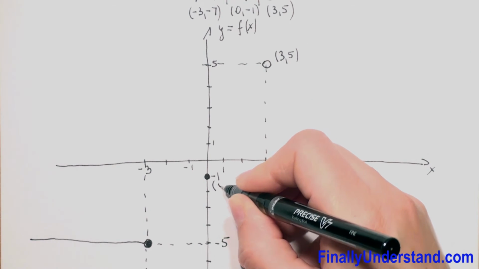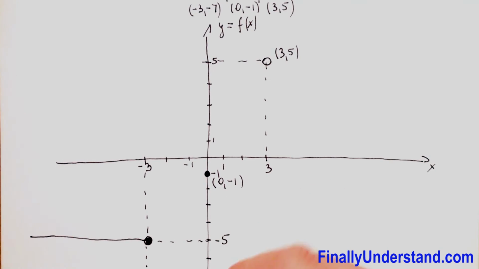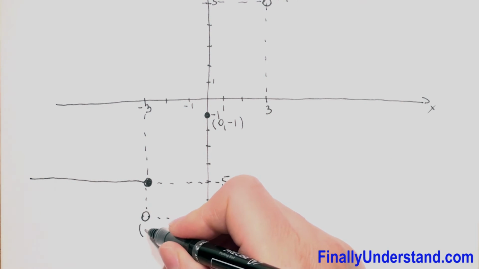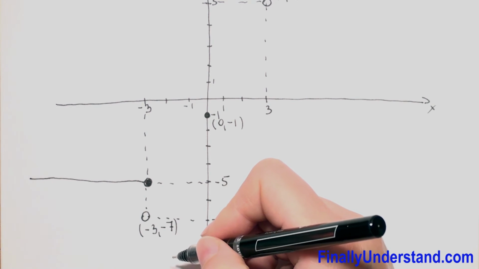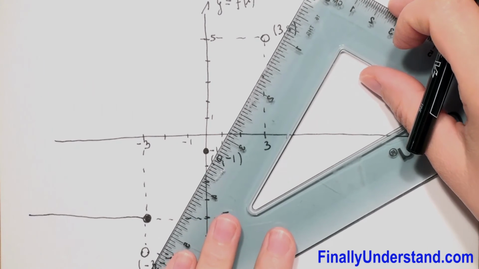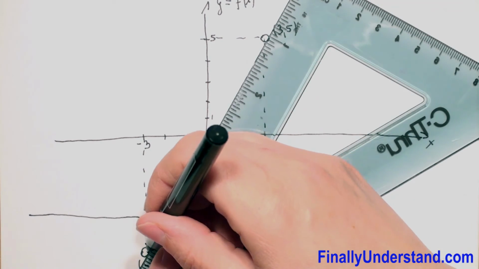Here we have 0, negative 1. And we have negative 3, negative 7. Now we have to just connect these 3 points. So we have our second function.